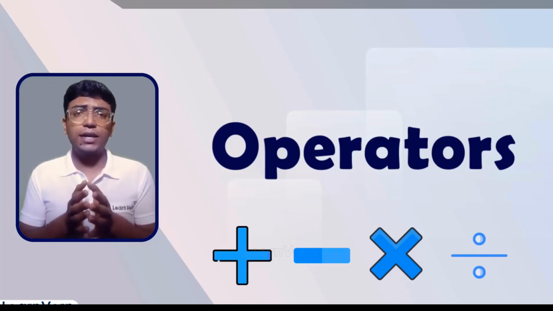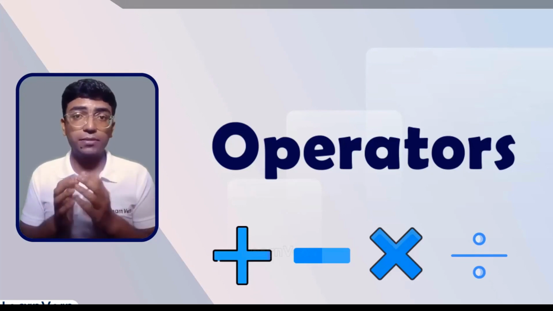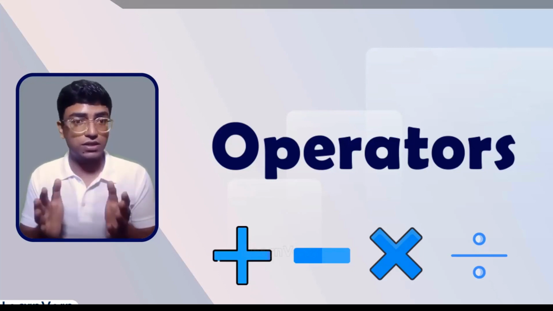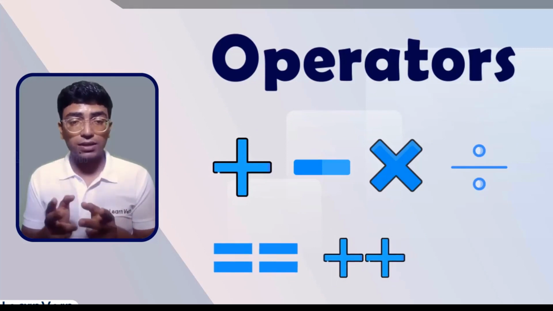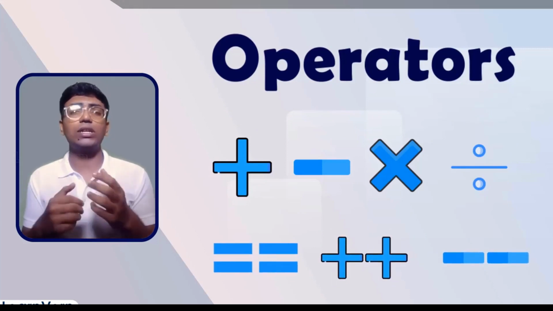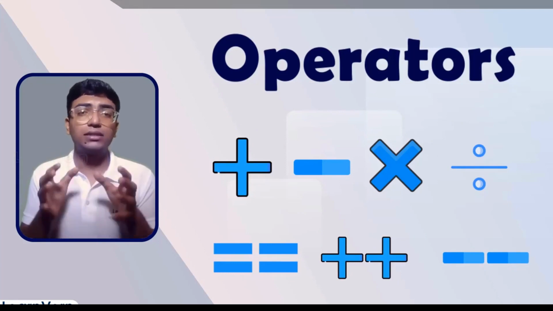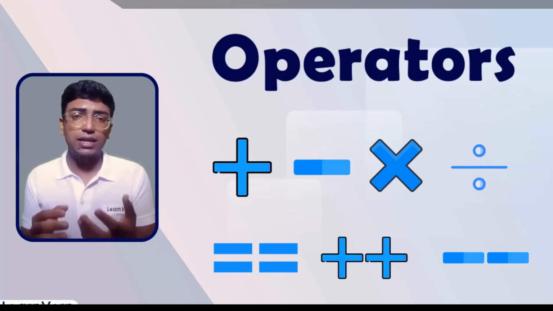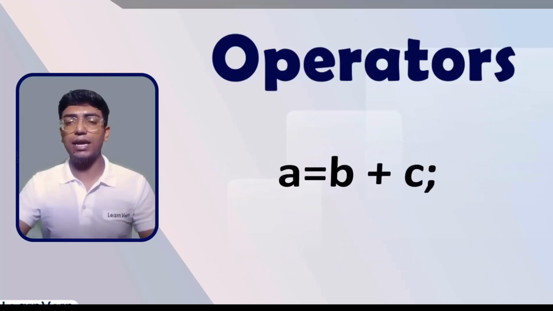Apart from these four arithmetic operators, there are many other operators which have a special meaning. Like you can see in the example, apart from plus, minus, multiplication and division, double equal to, double plus, double minus have been given. Their special meaning is reserved separately in the C programming language. We will see their meaning with the program when we move further, but for this example, we will understand it like we have written here, A is equal to B plus C.